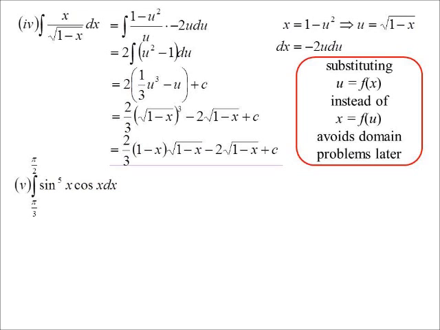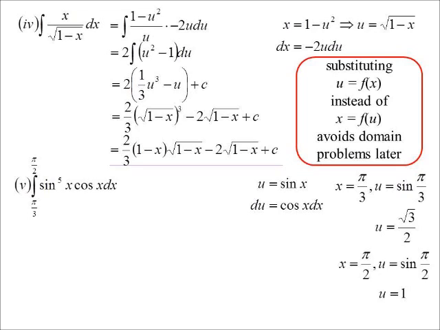All right, here's a trig one. The logical substitution here, of course, is the sine, because cosine is the derivative of sine. So if I do u equals sine, du equals cos x, but these limits refer to x, not u, so I'm going to have to change those as well. But I've got a formula there that will allow me to do that. u is equal to sine x. So when x is pi on 3, u is sine pi on 3. And when x is pi on 2, u is sine pi on 2.